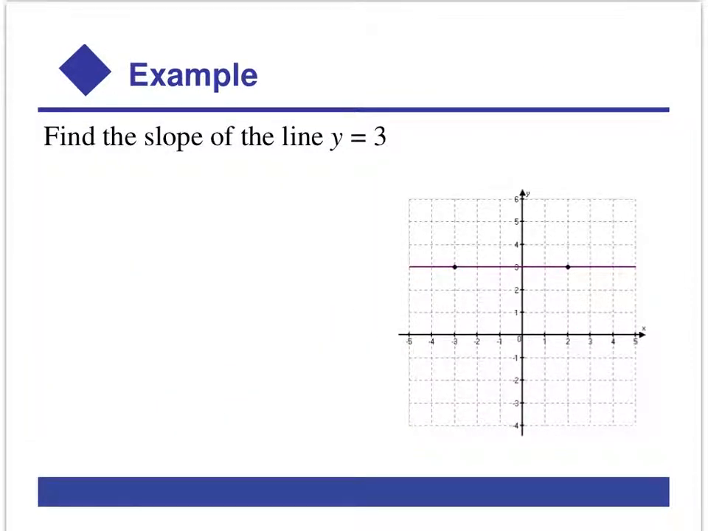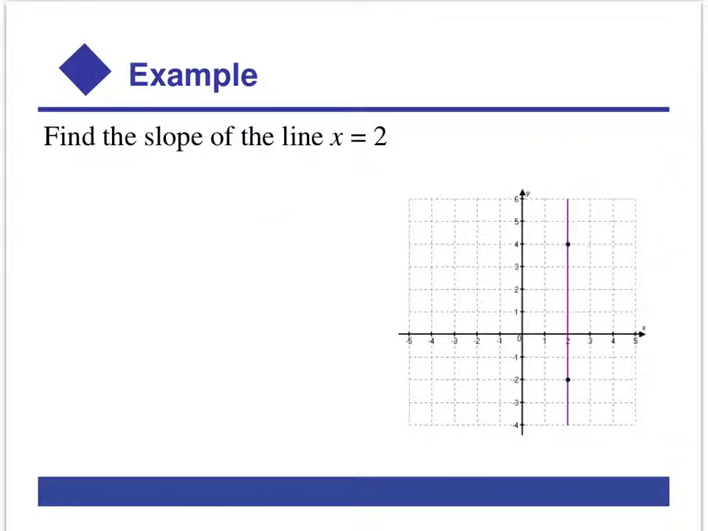This one said to find the slope of y equals 3. Remember what I told you? Y equals 3 goes through the y-axis, so it is horizontal. When it is horizontal, it has a slope of 0 automatically. It has a slope of 0 because it's a horizontal line.